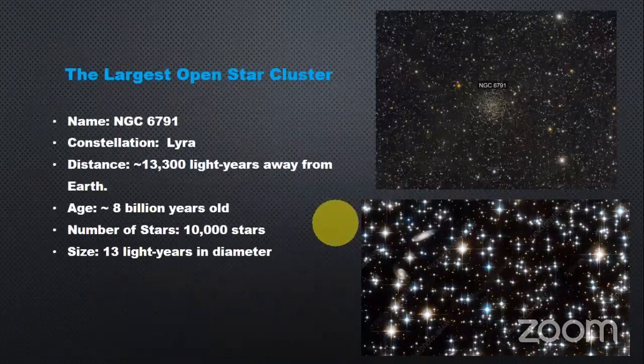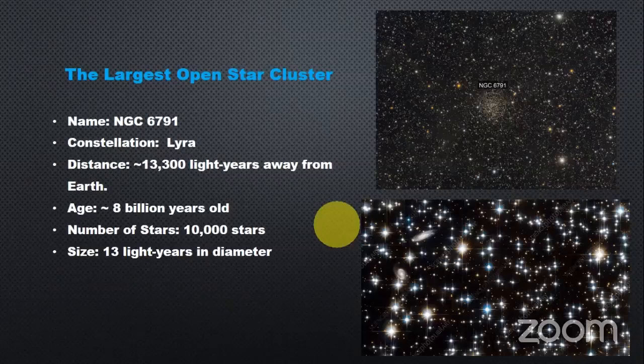Now I want to show you the largest open star cluster that has been discovered. It is called NGC 6791. It is located in the constellation Lyra, about 13,300 light years away from Earth. The age of this open star cluster is about 8 billion years. It is among the 2% that are above 1 billion years, like I told you before. It has around 10,000 stars, and it's about 13,000 light years in diameter.